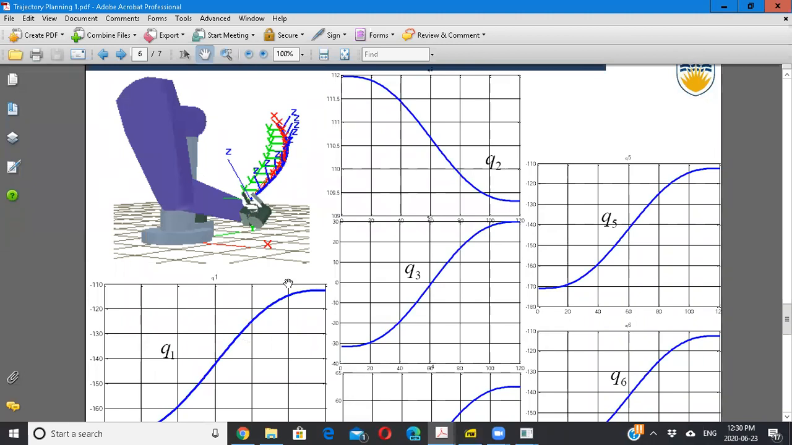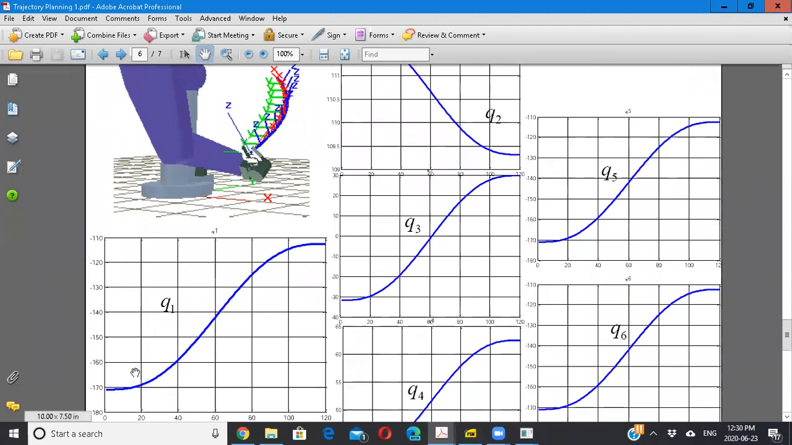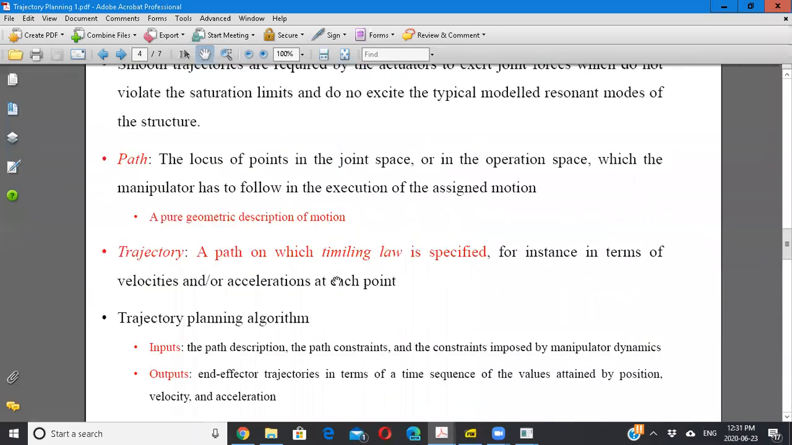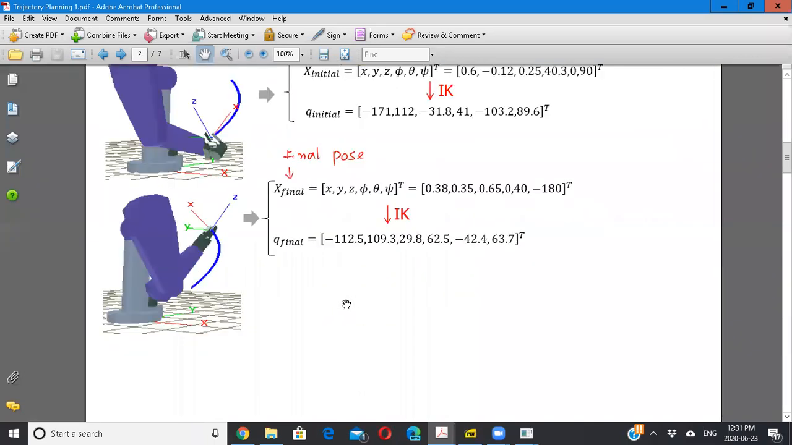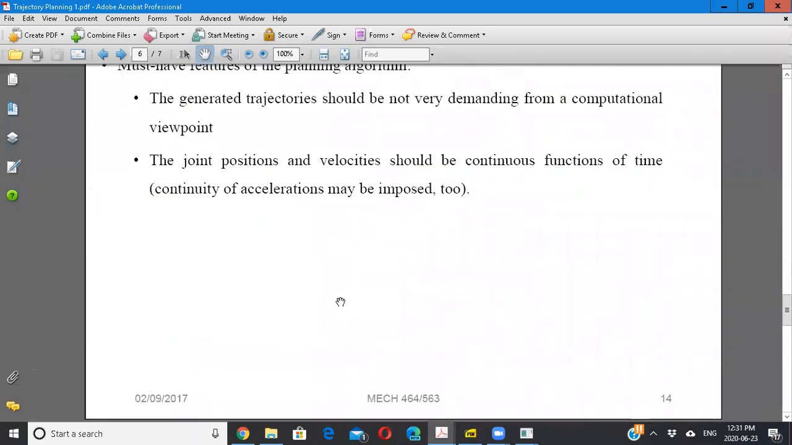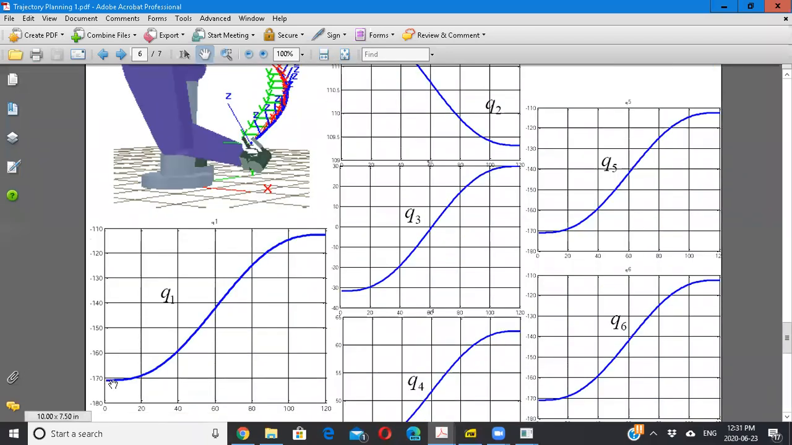But what I'm more interested in is each joint. Joint 1 was supposed to go from minus 170 degrees to minus 110 degrees. That was what was given. How does it go? It goes in a very smooth way. It goes from minus 170 to, let's say, minus 169, minus 168, minus 160, minus 150, minus 140, minus 130, and then it goes there.